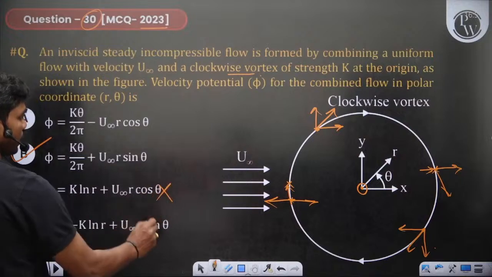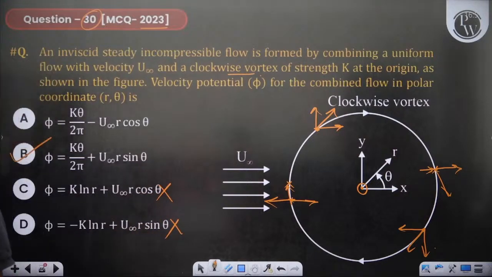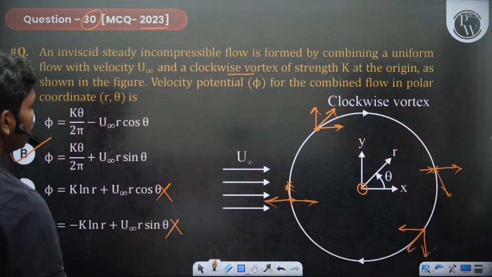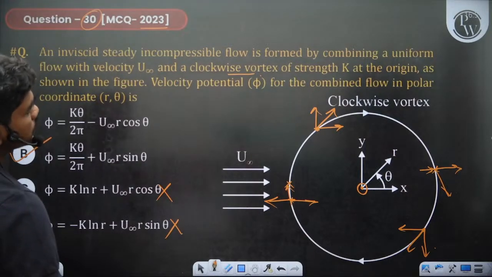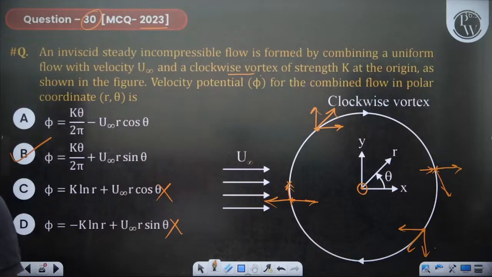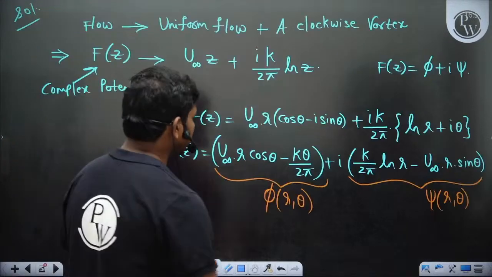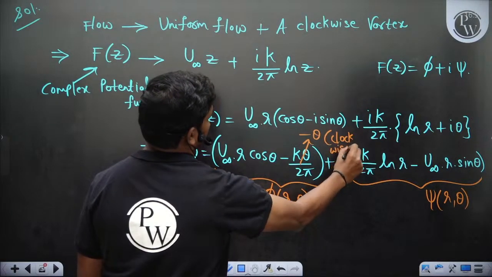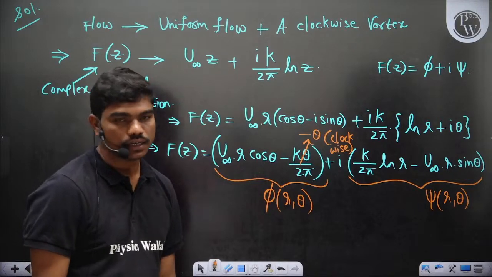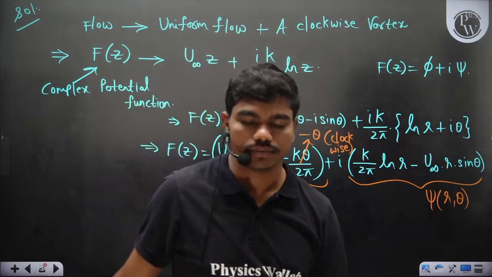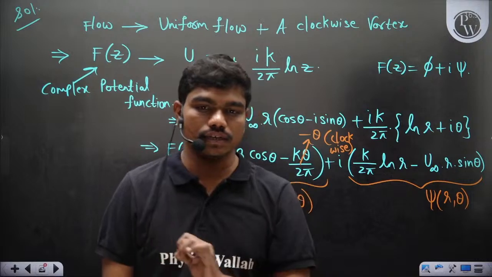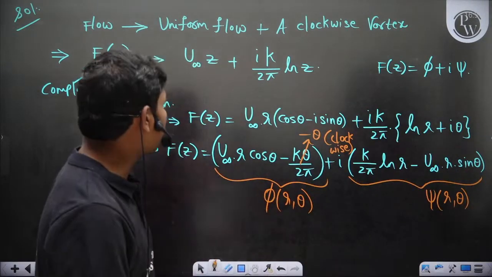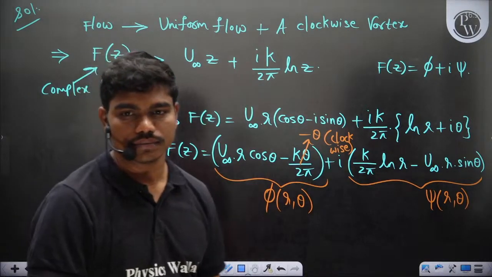Just a second, guys. I think you have some small issue. The question says to study incompressible flow by combining a uniform flow with velocity u infinity and a clockwise vertex of strength k. So then theta is taken as minus theta, then definitely this should be the correct answer. Okay. Clockwise, so then it should be plus. Okay, so option B should be the correct answer then. Yeah, because in the general coordinate system we take theta in the anti-clock sense, but here since the vertex is clockwise, maybe they might not have defined it here, but that's the ideal thing.